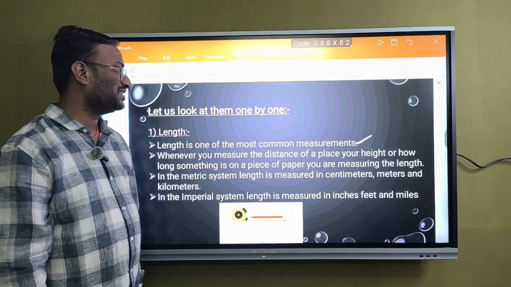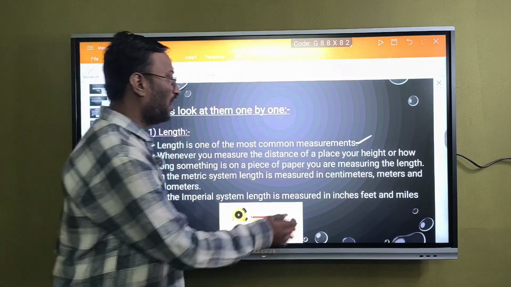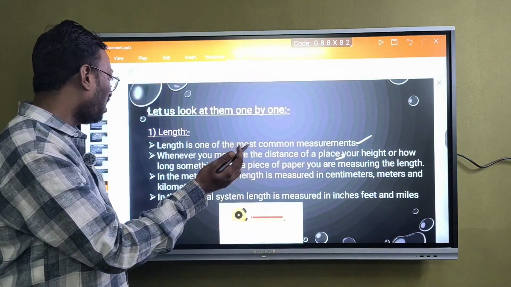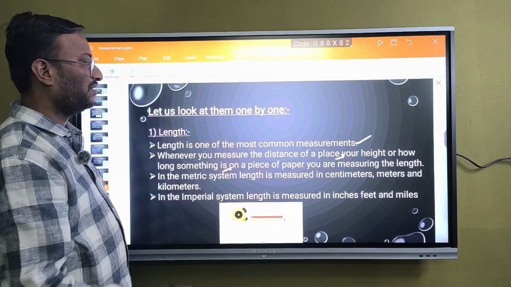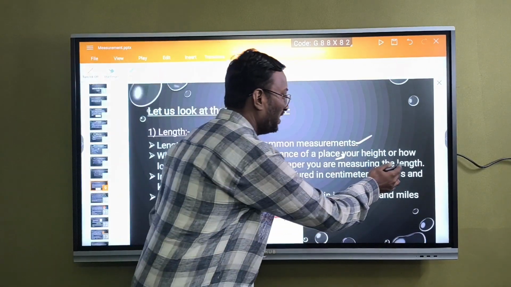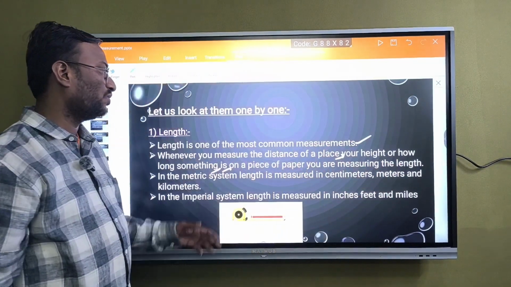Whenever you measure the distance of a place, your height, or how long something is on a piece of paper, you are measuring the length. All are measuring lengths only.